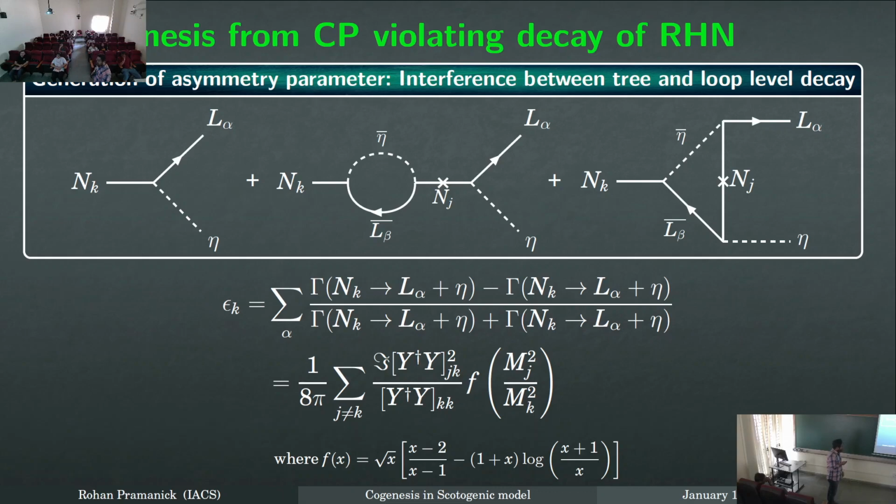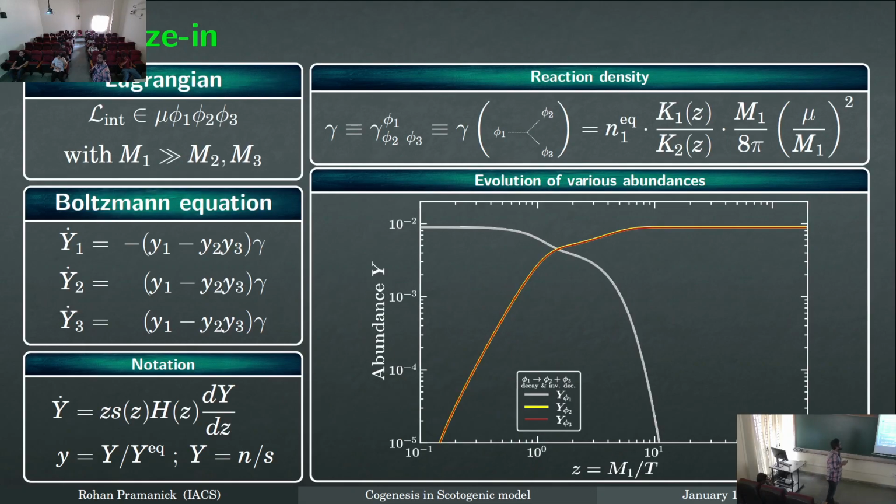Okay. So with this non-zero epsilon, or this non-zero asymmetry parameter, you can proceed to solve Boltzmann equations for the abundance of this lepton. But before going into this, I will give a brief review of what this kind of Boltzmann equation does in a numerical way. So I will introduce a toy scenario of freeze-out, where you have three fields, phi 1, phi 2, and phi 3, and you have only this Lagrangian interaction to play with, where this mu is the dimensionful coupling.